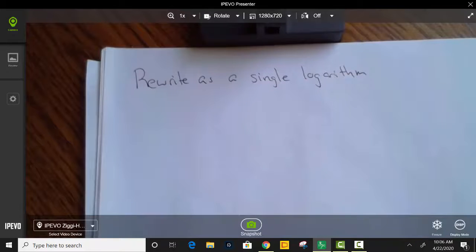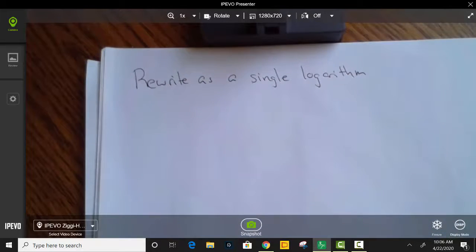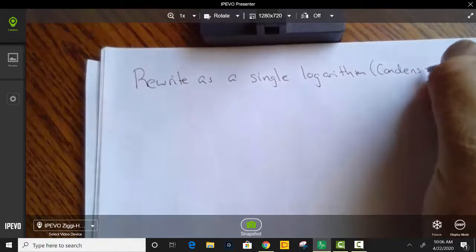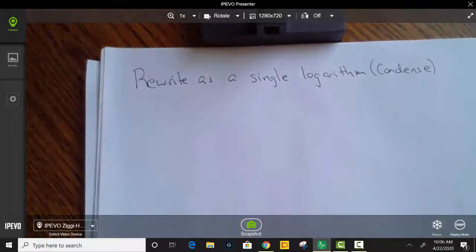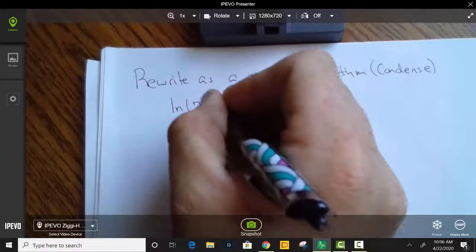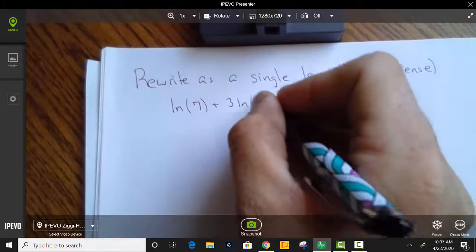Alright, and we can also use these properties in reverse. So for example, we're going to do something where we rewrite them as a single logarithm. This is also called condensing, or to condense. Okay, so for example, if we have the natural log of 7 plus 3 natural log of 2.